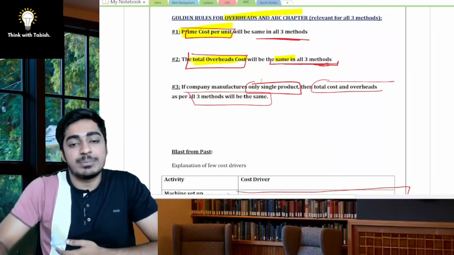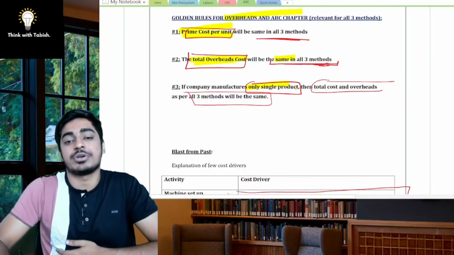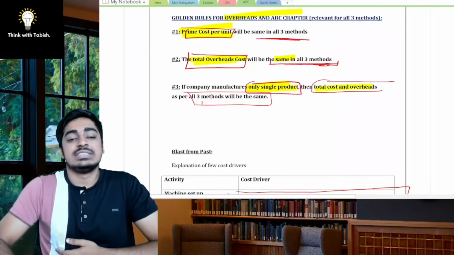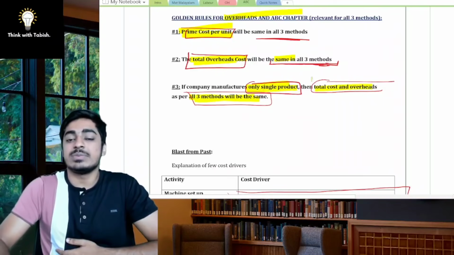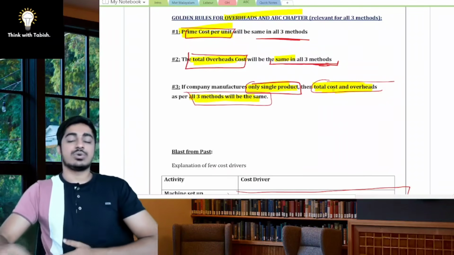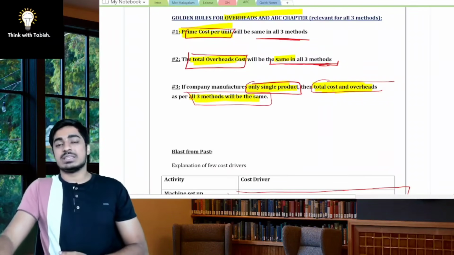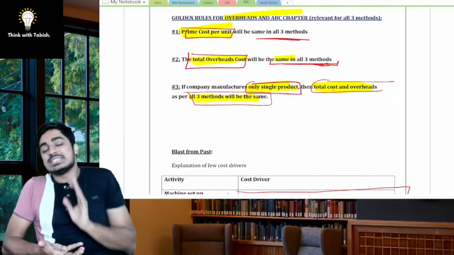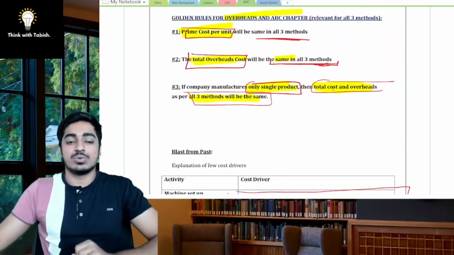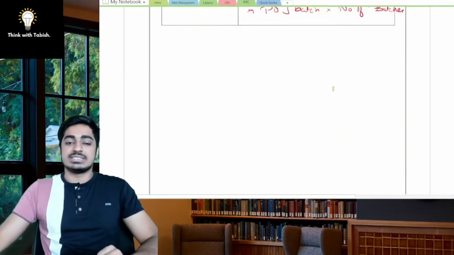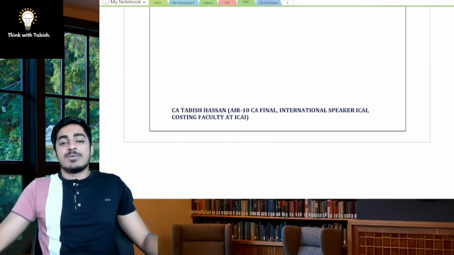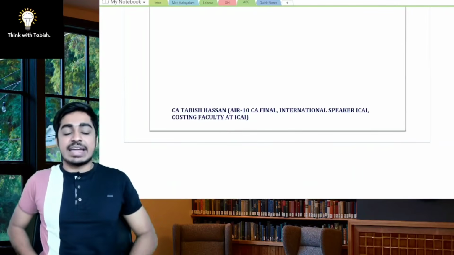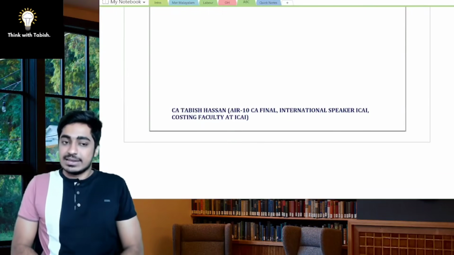And thirdly, if a company is manufacturing only a single product, then whether we use single rate, departmental rate or activity based costing, the total cost and overhead for all three methods will be the same, because ultimately every cost is going into that single product. With this, we have successfully finished the chapter activity based costing as well.